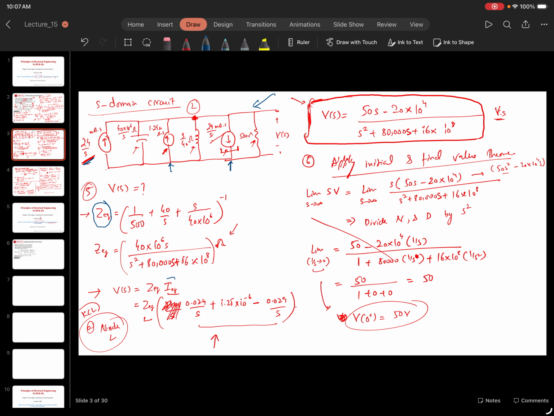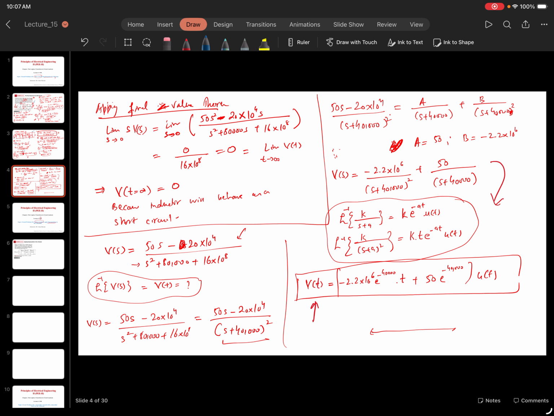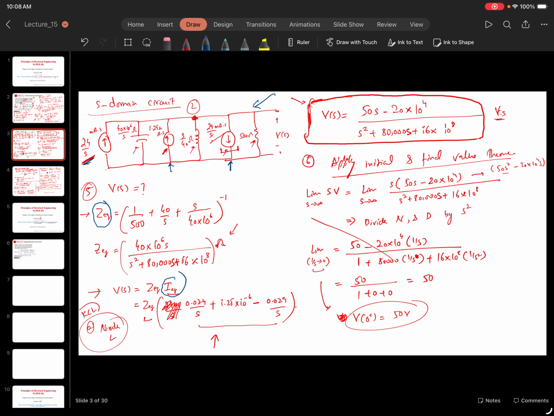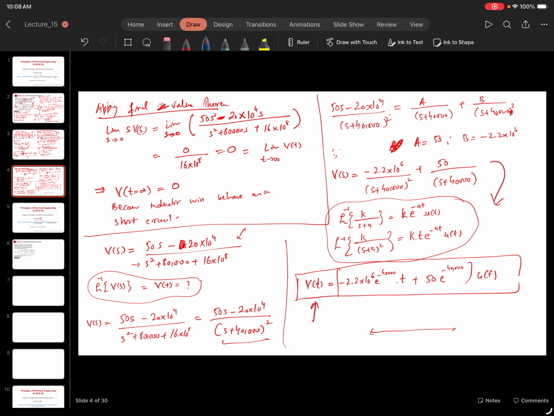So we ended up finding an I equivalent, and at the end of the day, our objective was to find V of S, right? This final voltage we found in the Laplace domain, and again in the time domain, by looking at all of these three sources together.